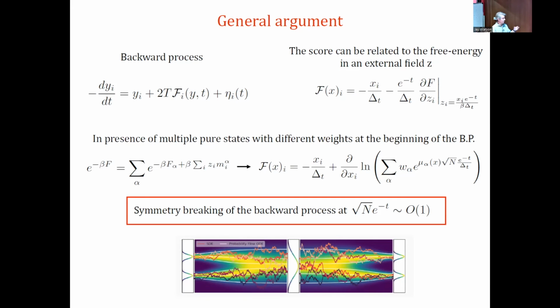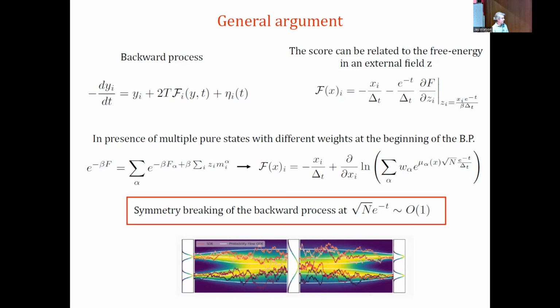And then, well, the external magnetic field is very small, it's slightly breaking the symmetry. So you have a sum over i of C_i, and this is, well, the magnetization m_i^alpha, the magnetization of the pure state alpha. And this is actually something which is completely general, and you can always do it if the external magnetic field is small enough, which is the case at the beginning of the backward process.